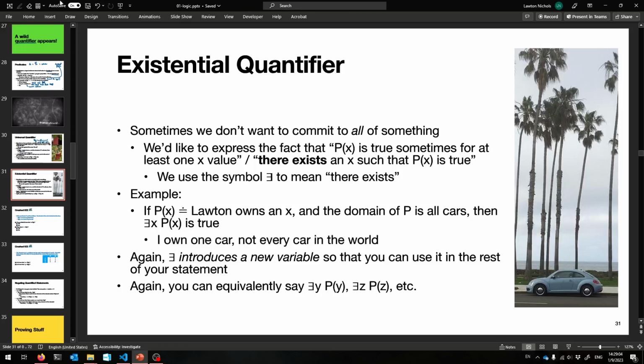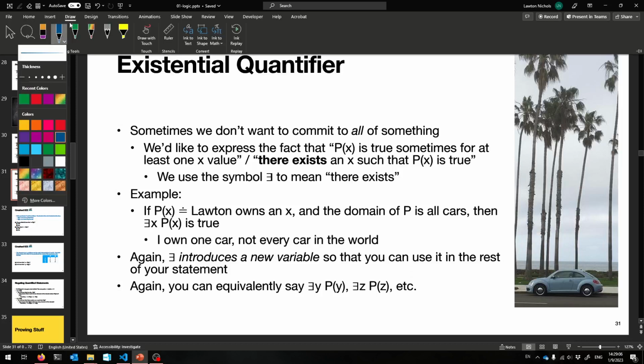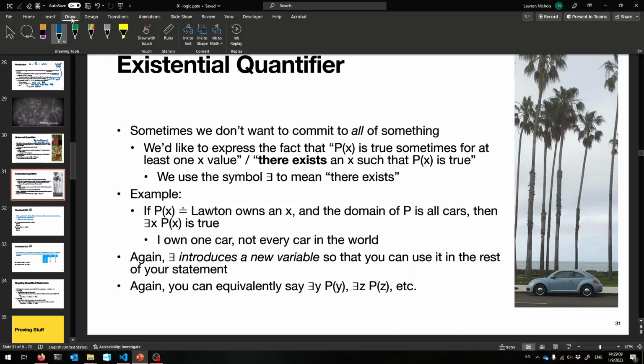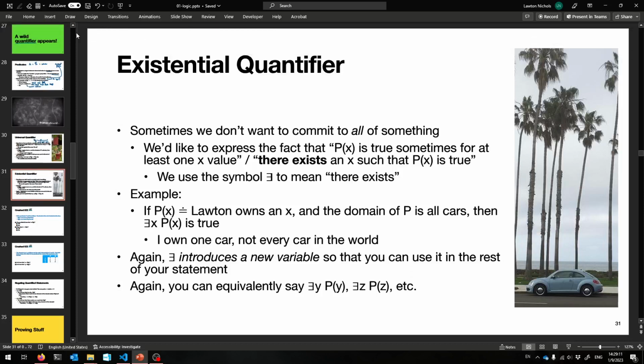Again, that upside down E, there exists, introduces a variable, and you can use it from then on. So there exists a z such that, and then we're talking about z in here. It introduces a variable. Z gets to range over the domain of some predicate. Z can appear here.